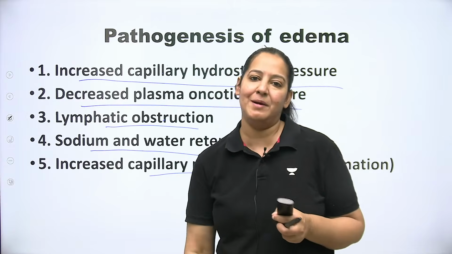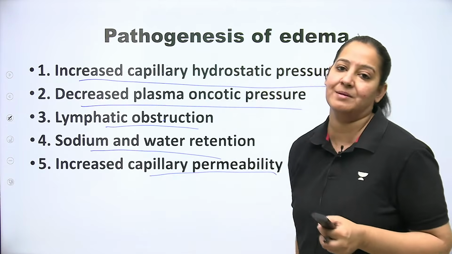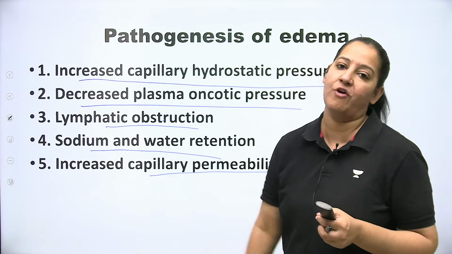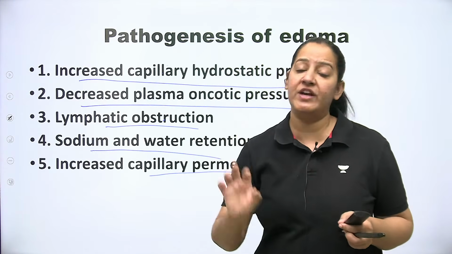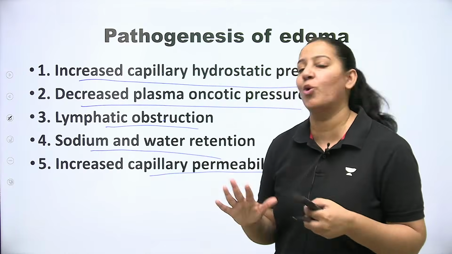Increased vascular permeability. I am talking about the 5th mechanism. Increased vascular permeability, that is, gaps are formed in inflammation that can lead to edema. In inflammation also I taught you the 2 types of edema, transudate and exudate. So this is how you have to correlate the chapters.